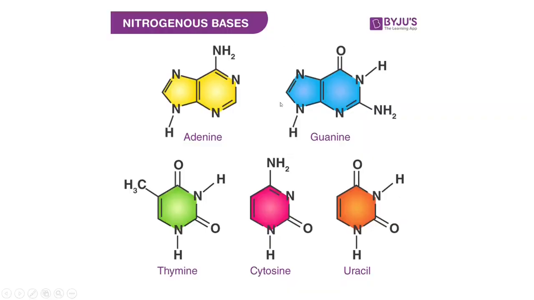So the adenine and the guanine are actually double ringed. Here's a five ring and a six ring put together. That's adenine and guanine. And then you have a single ring for thymine, cytosine, and uracil. So this would be the pyrimidines, and this would be the purines.